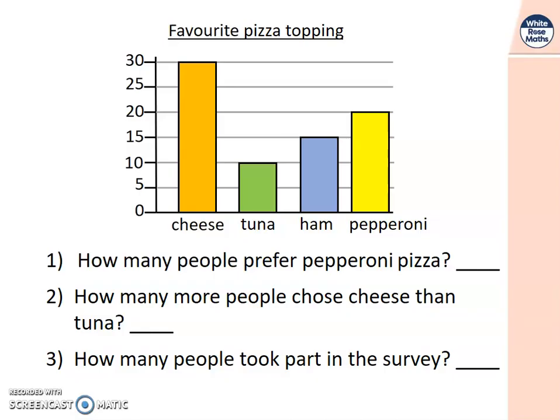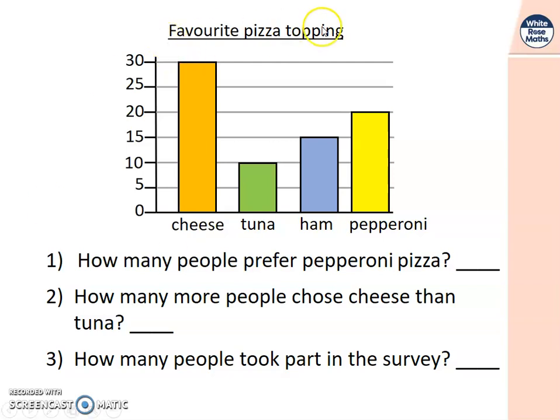So to warm up, I want you to look at this bar chart and interpret the data to answer these questions, please. How many people preferred pepperoni pizza? How many more people chose cheese than tuna? How many people took part in this survey altogether?